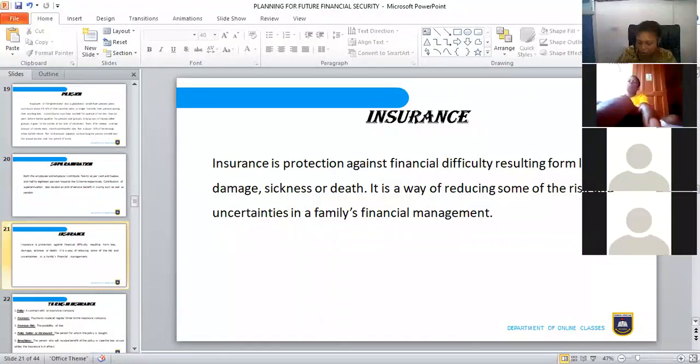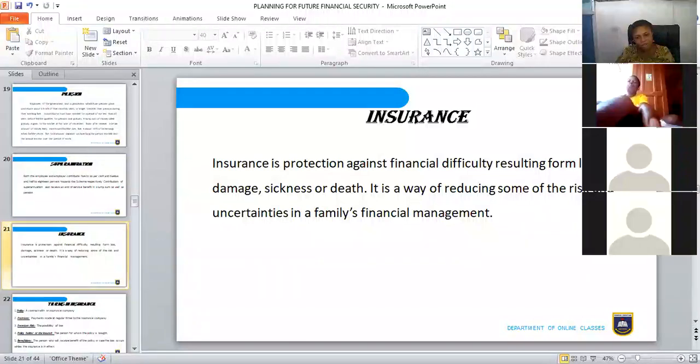Now let's talk about insurance. We are picking them one by one. First of all, we spoke about savings as an accumulation of funds, and we looked at how to save informally. Then we also looked at pension schemes. So now we are looking at insurance.